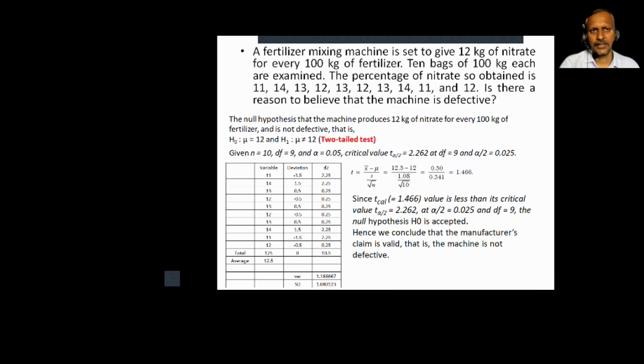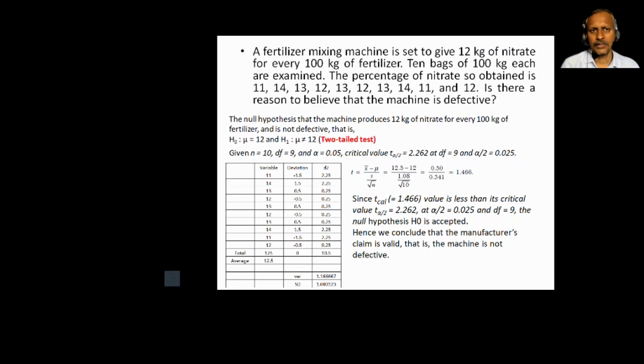There is an example given here. A fertilizer mixing machine is said to give 12 kg of nitrate for every 100 kg of fertilizer. So 10 bags of 100 kg each are examined. The percentage of nitrate obtained is 11, 14, 13, 12, 13, 12, 13, 14, 11, and 12. Is there a reason to believe that the machine is defective?